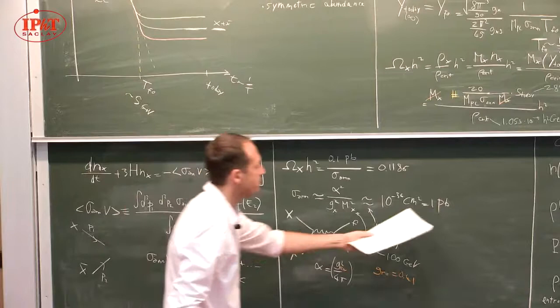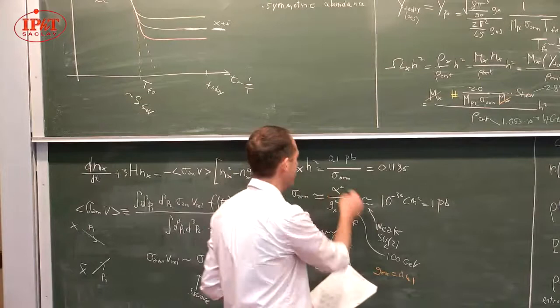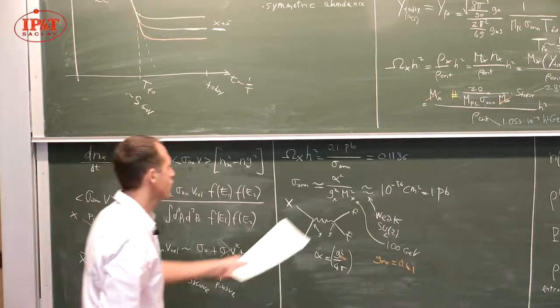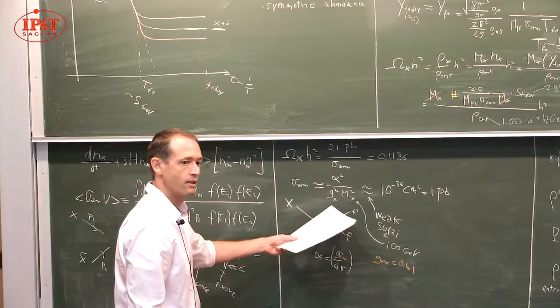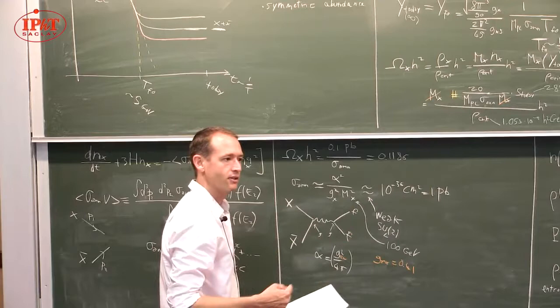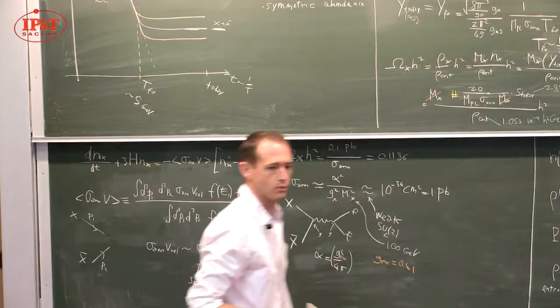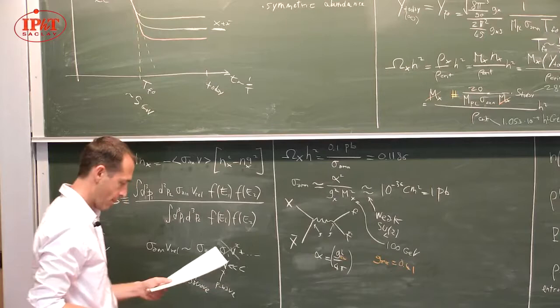So if I plug it in here, I get... Gx is not the coupling, it's the internal degrees of freedom of the particle itself. So it's only two. It's not the total g star of cosmology that we said before. So this would be two, say, or four.